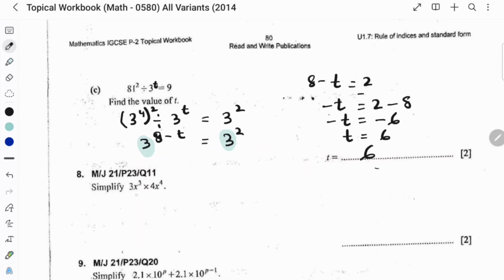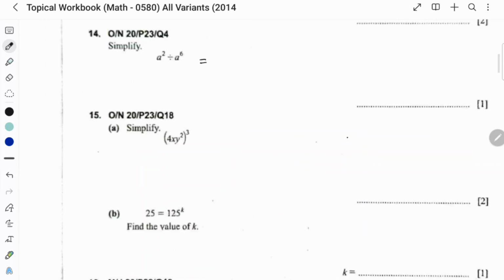Now in the next part, we just multiply, simplify question number 8. 3 times 4 is 12x, and we'll do 3 plus 4 is 7. Only 12x to the power 7. For a 2 marks question, you can write down 3 times 4 is 12 and x to the power 3 plus 4, and then write it like this. Okay. So 12x to the power 7 is the answer for this.